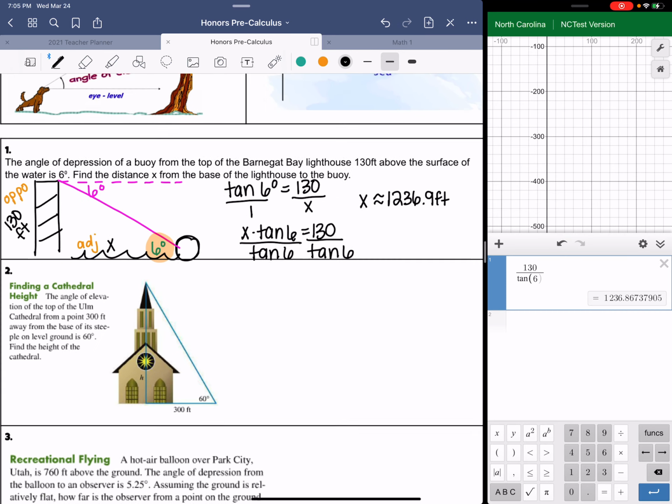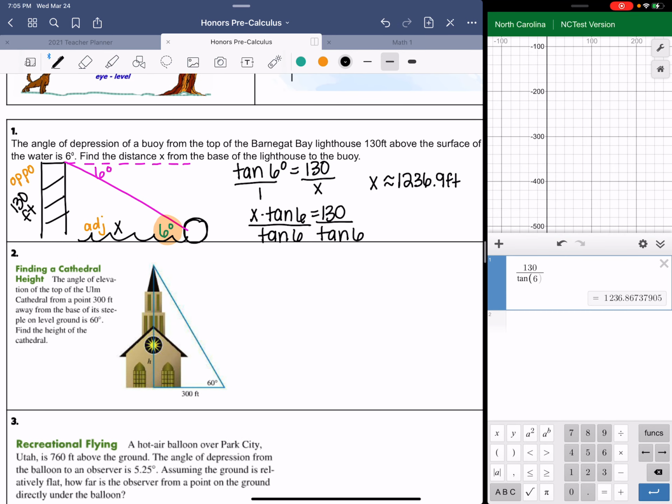All right, so here's another example. So we have a cathedral. So the angle of elevation. So why do I know this is an angle of elevation? Because I have a line of sight, and my line of sight is looking up to the top of the steeple. Okay, so this is my angle of elevation right here. So we have an angle of elevation to the top of the cathedral from a point that is 300 feet away from the base. So we have the base of the church, and it's 300 feet away from that point. So that's the bottom horizontal distance.